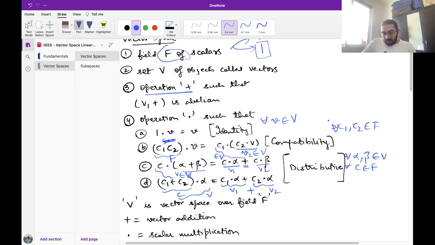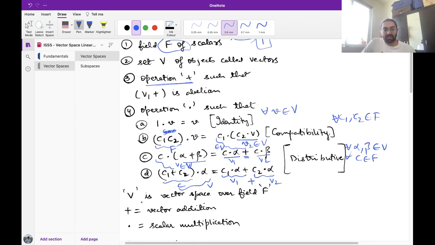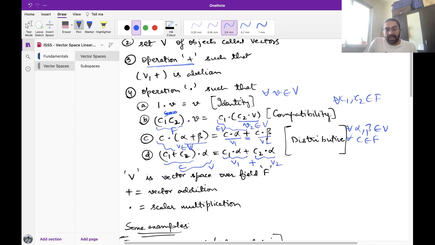See, in all of this, be very clear which operation is this plus operation, which operation is the dot operation, which operation is the plus operation of the field F, right? Be very clear on that, because that will help you disambiguate exactly which operation is being performed where. Okay, so if all of these conditions hold, then we say that this set V is a vector space over the field F.